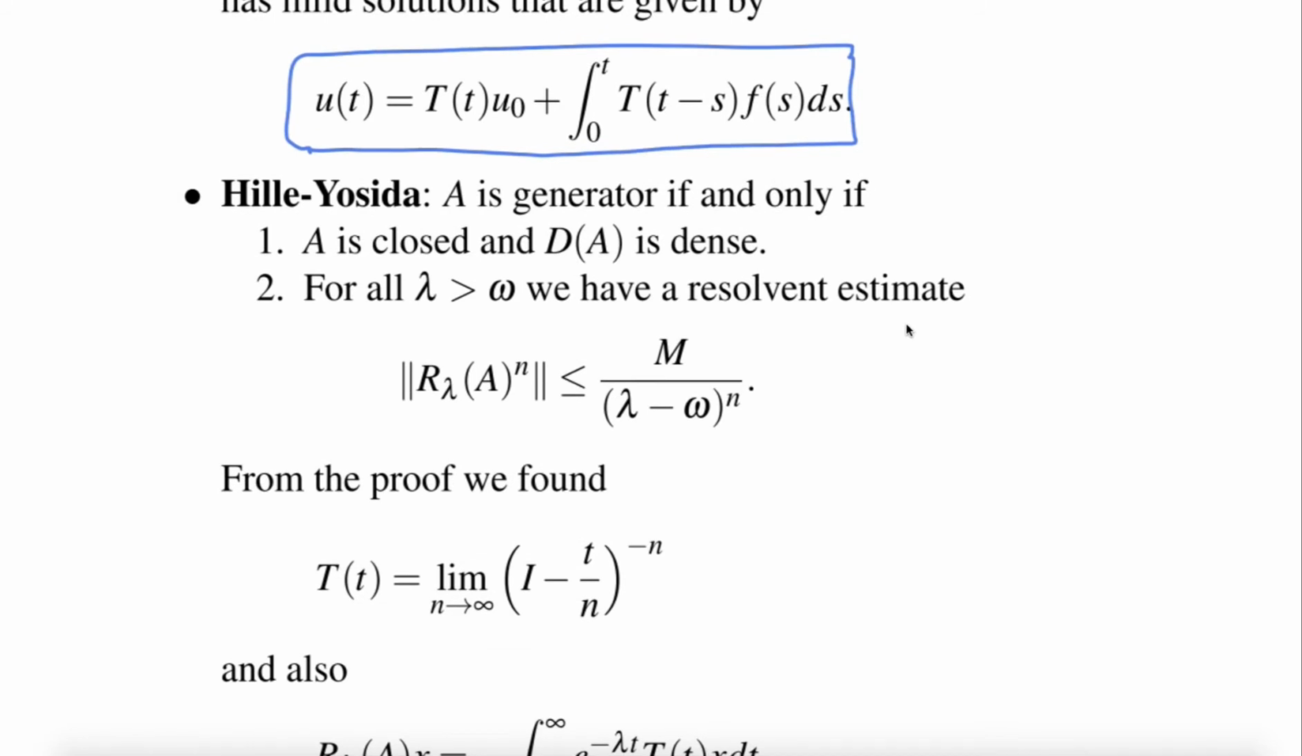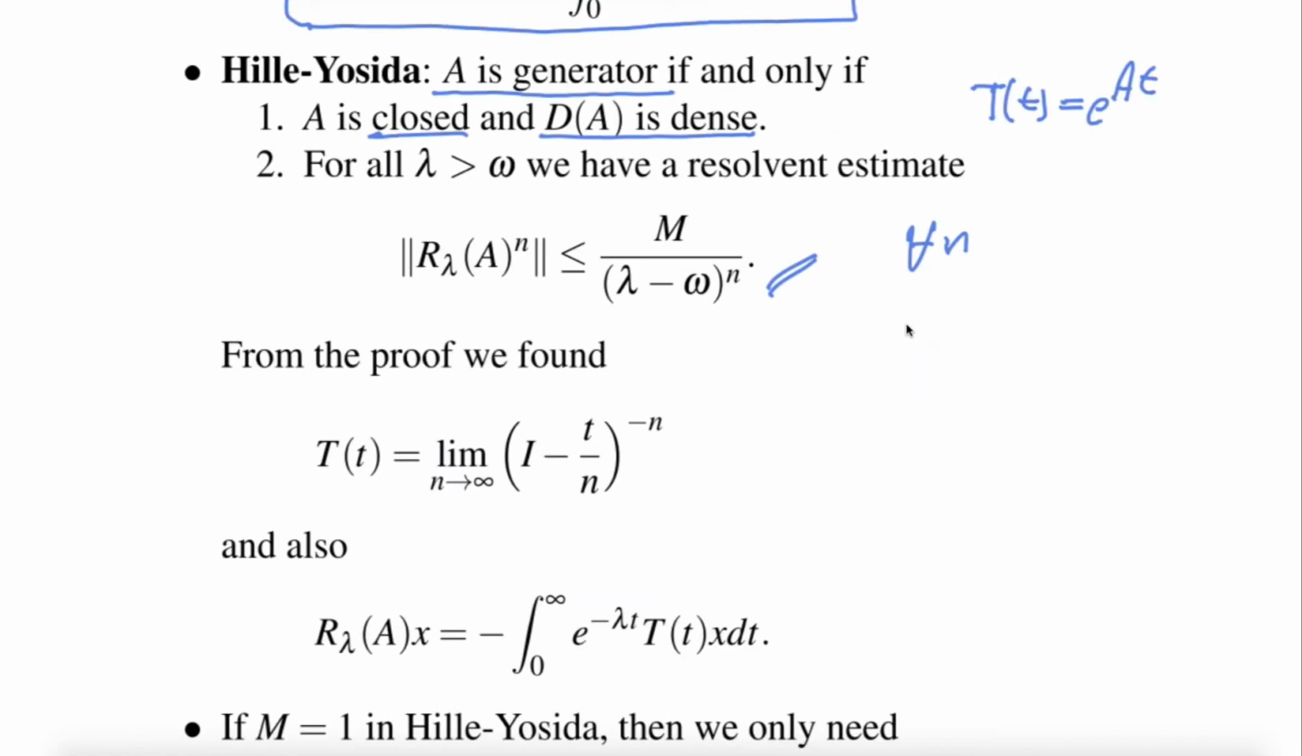So then Hille-Yosida does the reverse. We start with an operator A, and then we find out when it is a generator of a semigroup. So when can we say T of t is e to the tA? And the answer in Hille-Yosida is: A needs to be closed, D(A) needs to be dense, and then for lambda bigger than omega we have this resolvent estimate for each exponent n, so for all n.